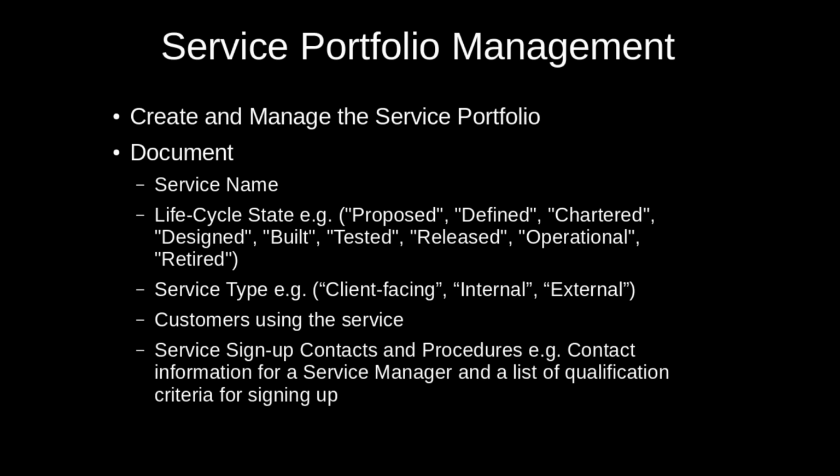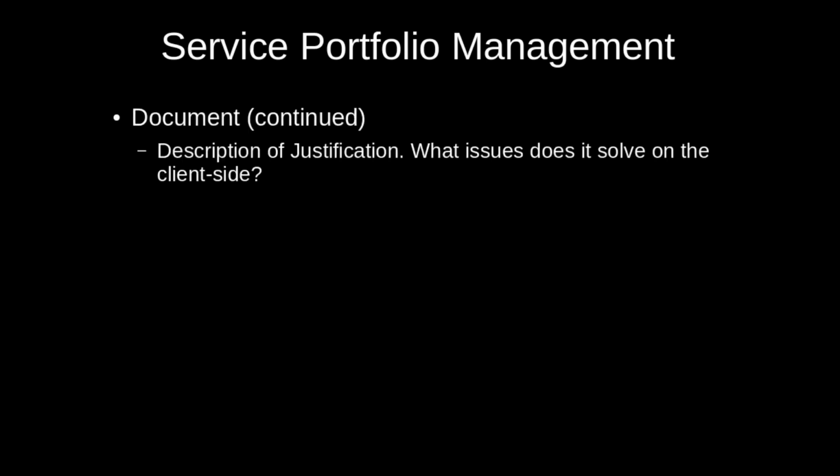Finally, we're going to list customers using the service and service sign-up contacts. So these are the procedures and information that a client will need when they want to become a new user on the service or gain more information. It's important to keep that documented somewhere. All right. On the next section, we're going to document descriptions of the justification. This will most likely come in the form of the business analysis that we talked about in the strategy section previously. With the market analysis, we will find a justification for the services or the service modifications.